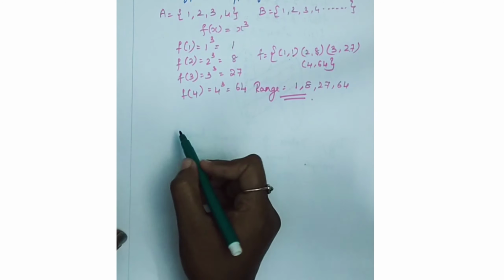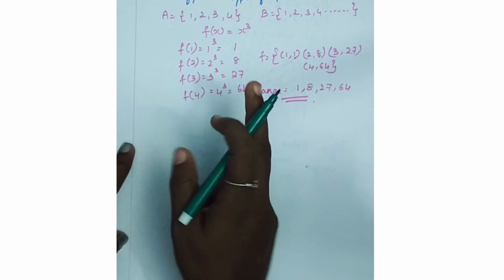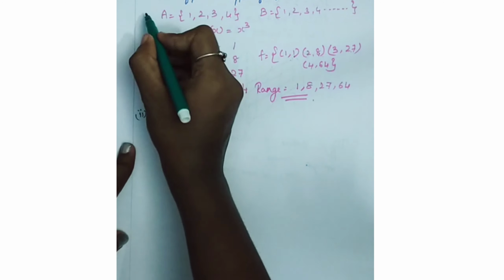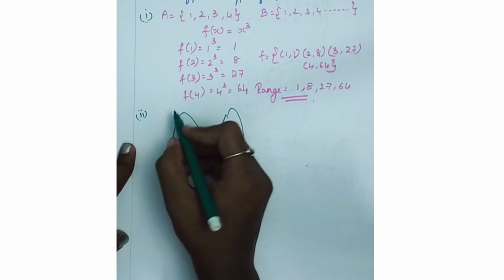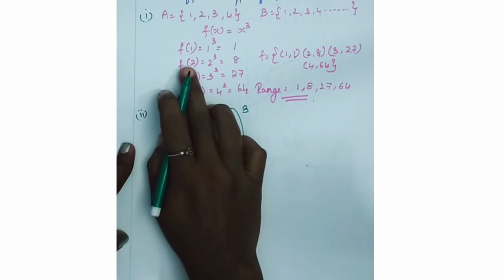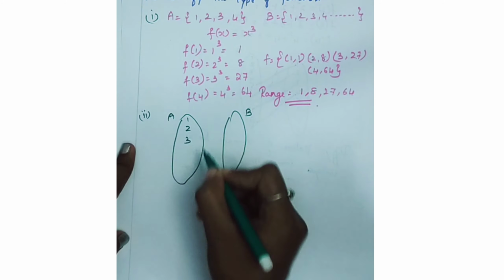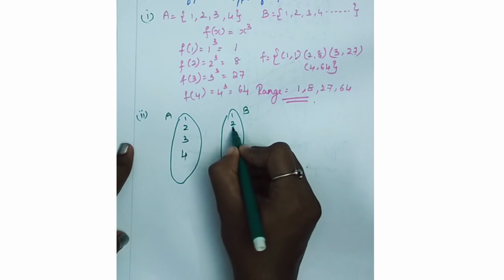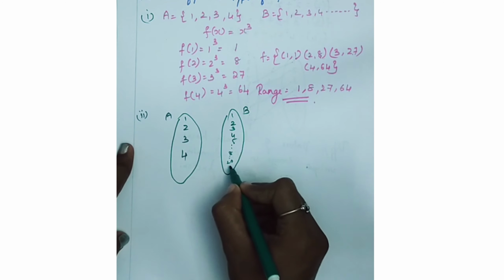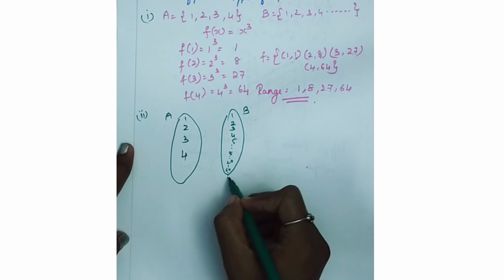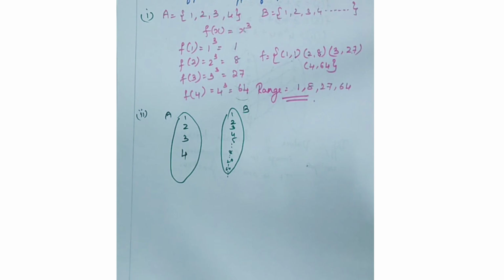First, check whether it is 1-1. For that you have already found the values. So just draw your arrow diagram. This will be your A and this is your B. Substitute your A values and B values. So 1, 2, 3, 4, and your B is 1, 2, 3, 4, 5, some dots, 8, some dots, 27, some dots, 64 and so on. Why have I done this? Because I need these values. Now you start mapping it.